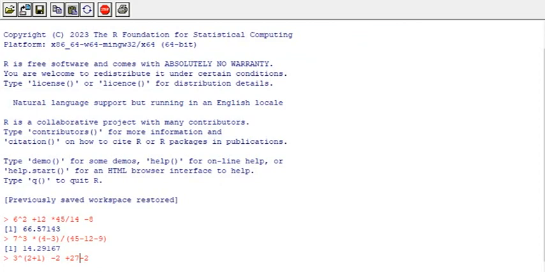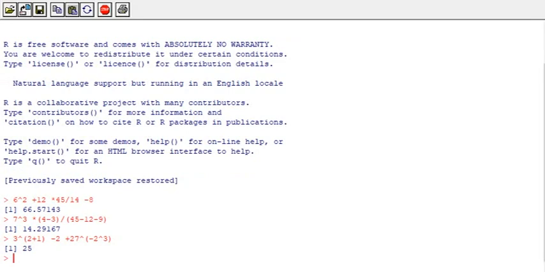Raised to power, in brackets, 2 minus 2 raised to power 3. Yeah, I've expressed it. The answer will be 25.